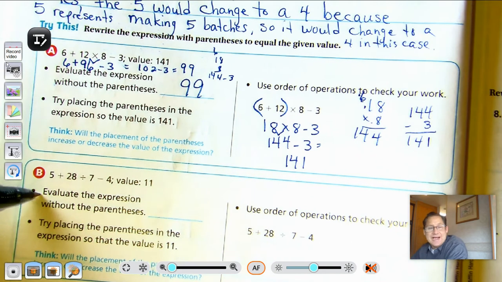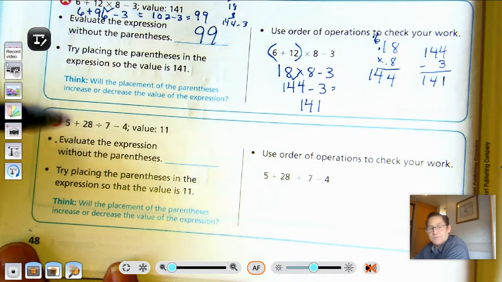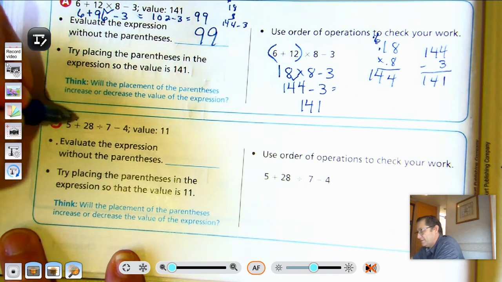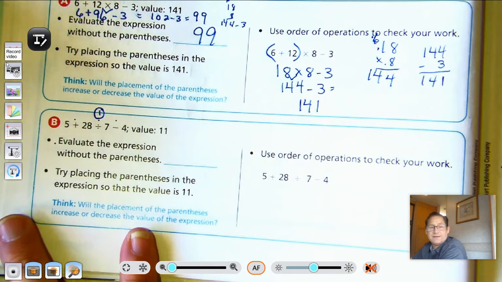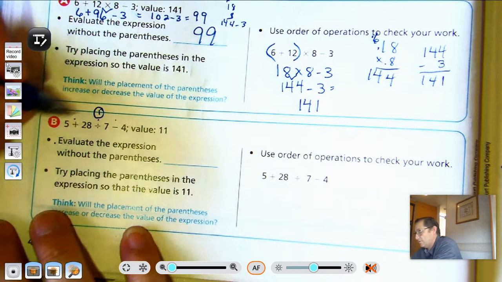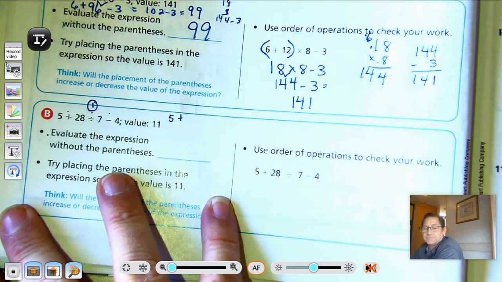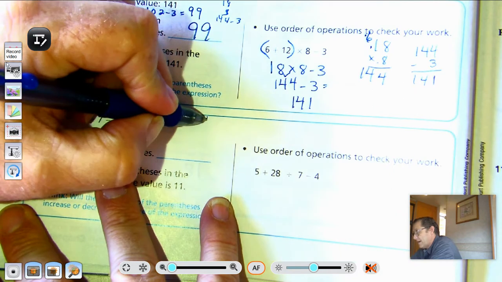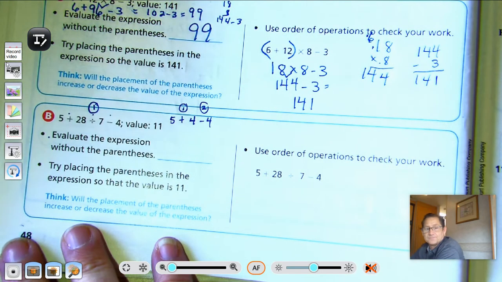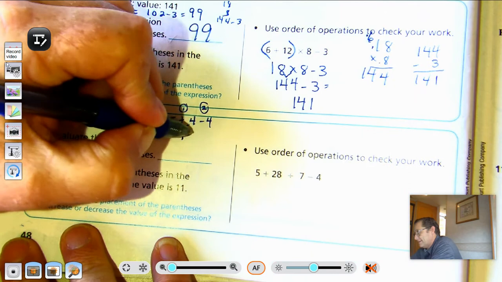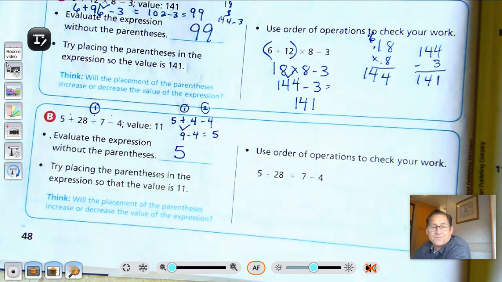All right, evaluate the expression without the parentheses. All right, and they say we're going to need to come up with the value of 11. So let's just see if we come up with the value of 11 by following the order of operations. So we have addition, division, and subtraction. Well, I have to divide first, okay, because we multiply or divide, then add and subtract. So 5 plus 28 divided by 7, that's 4, right? 28 divided by 7 is 4, minus 4. Now we're going to add or subtract left to right. Okay, 5 plus 4 is 9. 9 take away 4 is 5. Okay, so following the order of operations, I get 5. I was supposed to get 11.